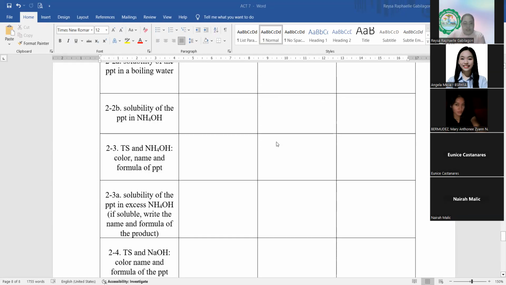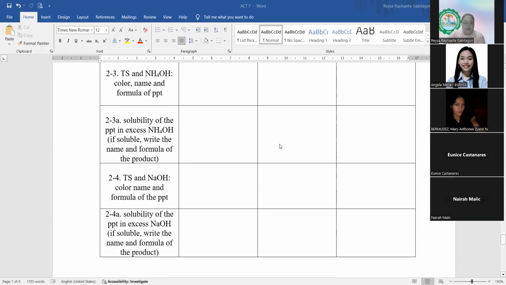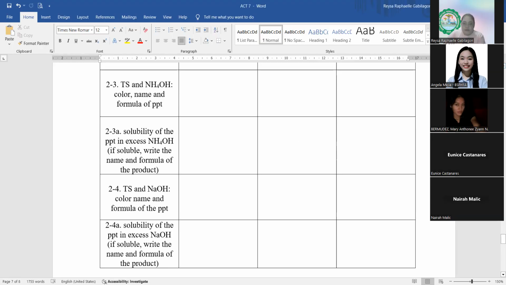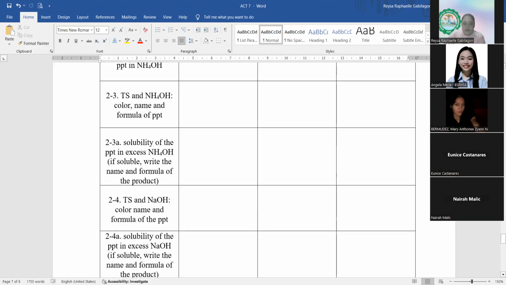So, 2-3. This one. Okay? Lagyan ko ng space. Maglagay ako ng equation sa taas. So ito, TS. TS is still the silver nitrate. Okay? So silver nitrate pa rin siya. Tapos ngayon, pinareact naman siya sa ammonium hydroxide.